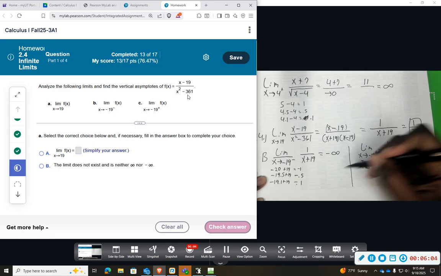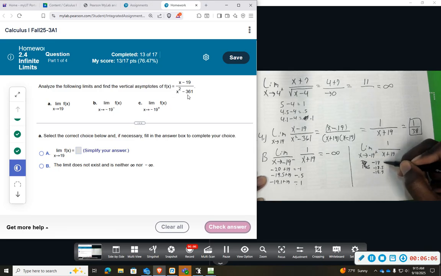So these are getting bigger, but the end result whenever you add the 19, these are going to be getting smaller. These are going to be positive 1, positive 0.5, positive 0.1, and so forth and so on. So again, the bottom is going toward 0, but this is positive and these are positive. So this will be tending toward positive infinity as the denominator gets smaller.